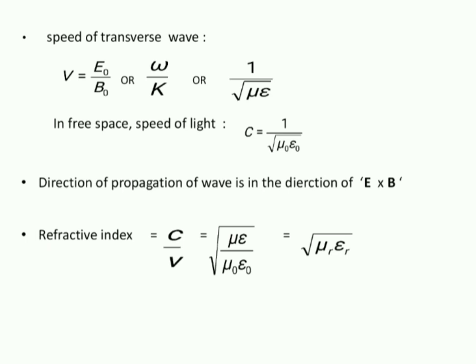When you divide these two relations, c by v can give you refractive index. See, I have written the last point, refractive index of the medium is c divided by v. Speed of light in free space divided by speed of light in medium. So that comes out to be under.